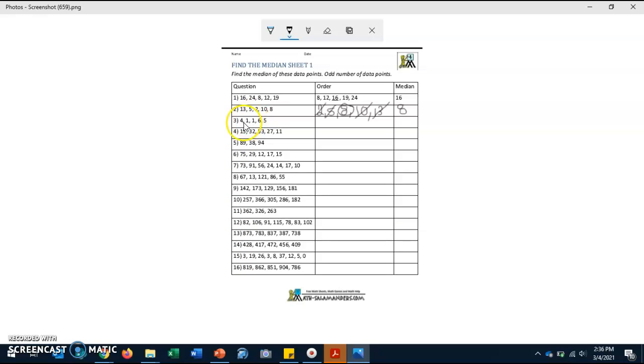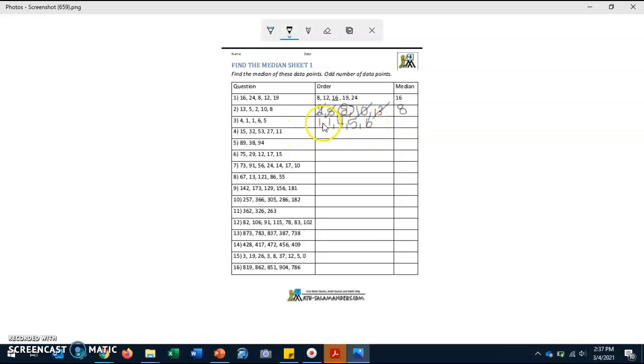And here we are going to do the same thing. Let's put these numbers in order. So we have number 1, but then we also have another number 1. So we have to put 1 twice, and then the number 4, then the number 5, and then the number 6.